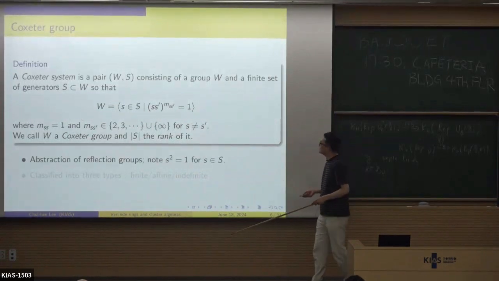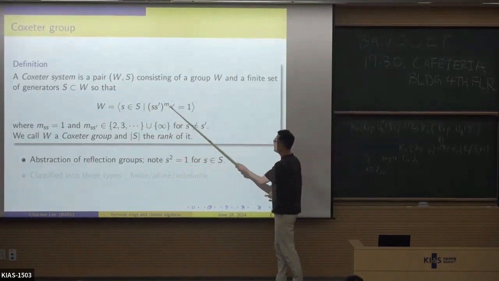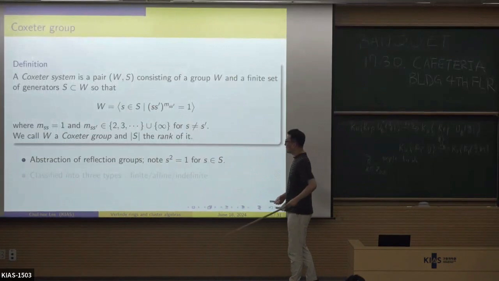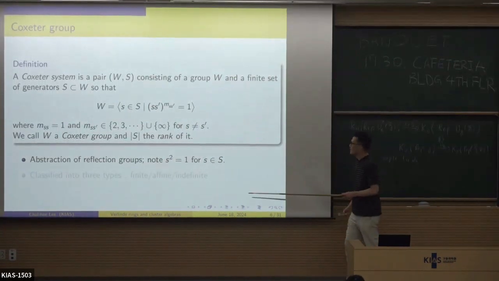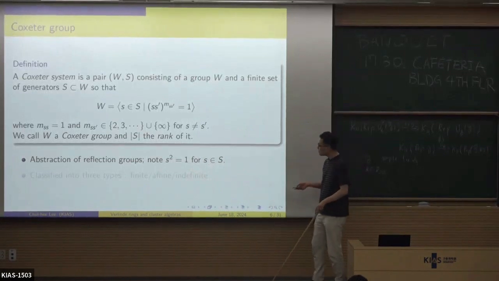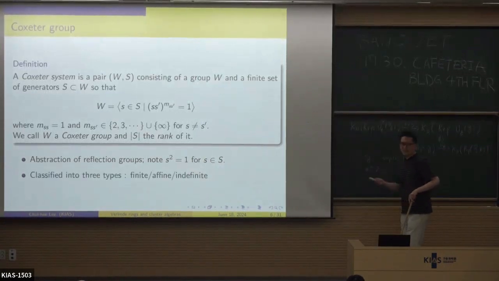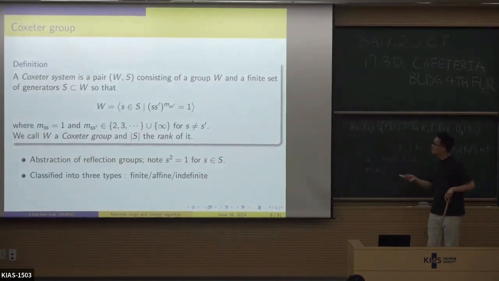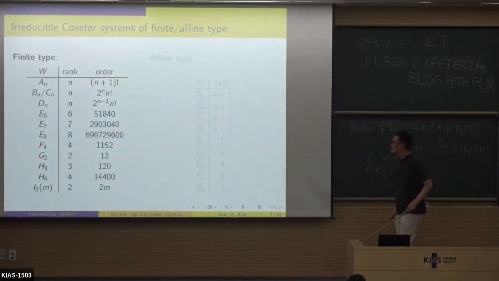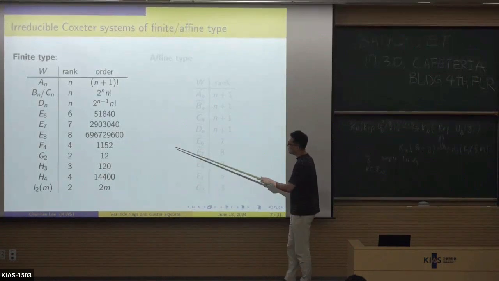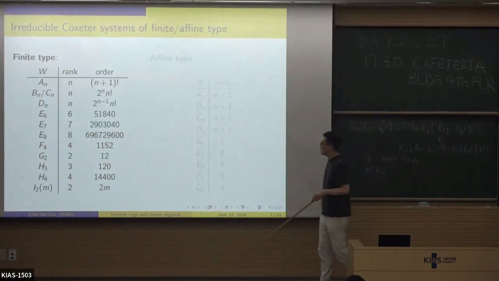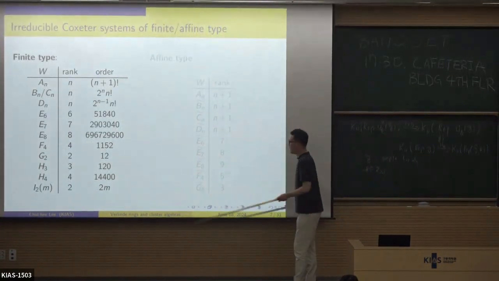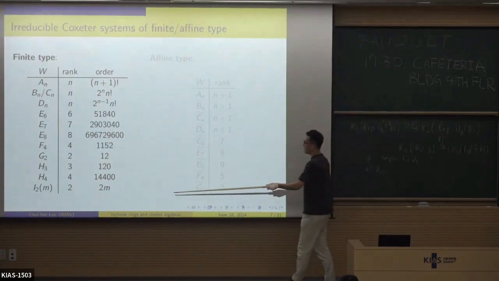So if you put S, S, we get 1, which means S squared is 1. So this doesn't involve any geometry, but this is an abstraction of reflection groups. And Coxeter groups are classified into 3 types. There are finite type, affine type, and indefinite type. So classical results: this is a list of finite type Coxeter groups, Coxeter systems. There are A, B, C, D, E, F, G, and H3 that we saw on the previous slide, H4, and I_2(m), which probably correspond to dihedral groups.